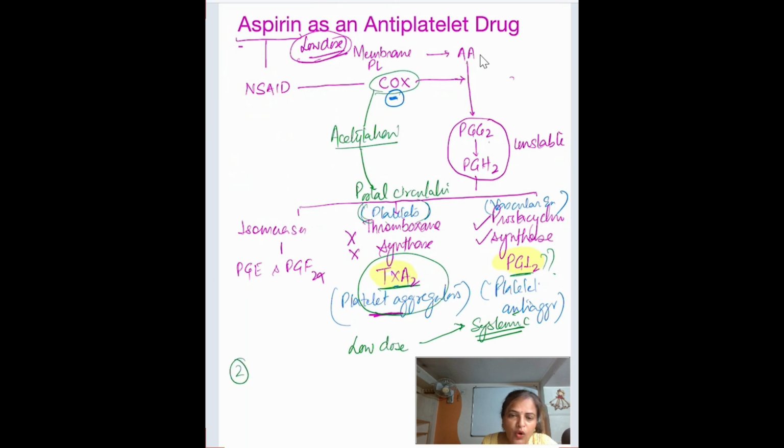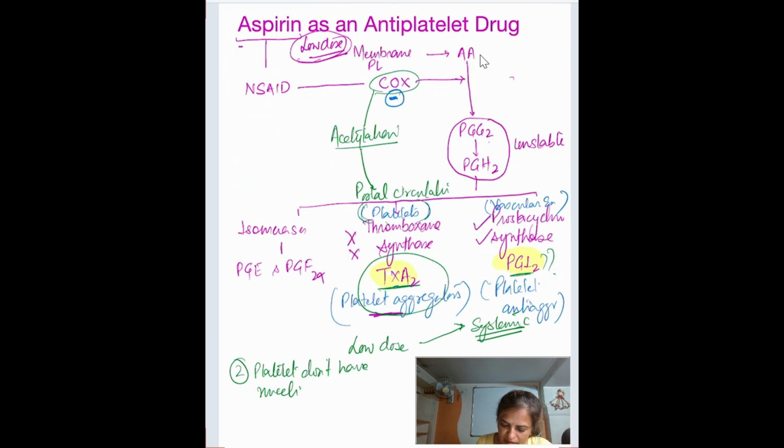As you all know, platelets do not have nuclei. So what happens if they do not have nuclei? That means they are not able to synthesize new enzyme. And what did aspirin do? It inhibited this enzyme irreversibly. So for new enzyme, what do we need? We need a new set of platelets. So till the new platelets come, this enzyme remains inhibited.